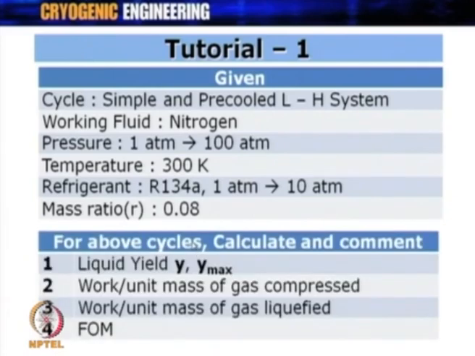For the above two cycles, calculate and comment on various values you get from the system, that is liquid yield Y and Y max, work per unit mass of gas compressed, work per unit mass of gas which is liquefied, and figure of merit FOM. So, this is what is asked in this problem, and this is the data for this problem.